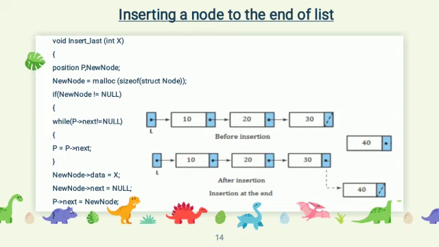We insert a new node using 3 steps. First, we store the input x value in the data part of the new node, and the next part of the new node is set as null because we insert the new node at the last position. Finally, we store the new node's address in the previous node, that is p of next. That's all for the insertion operation.